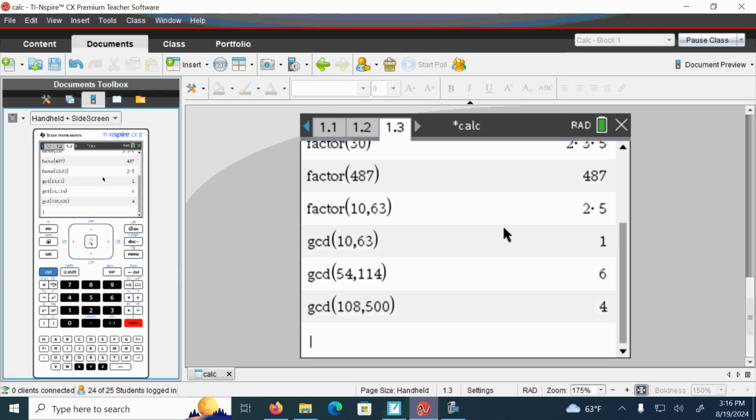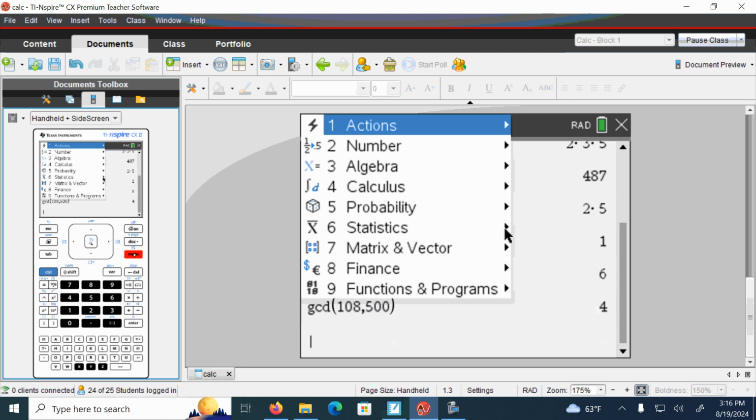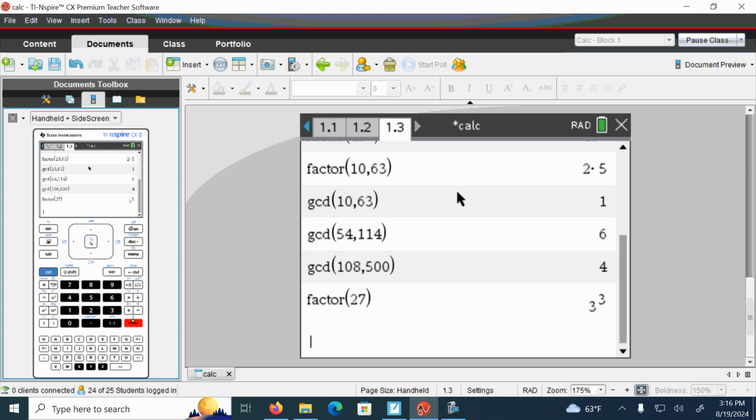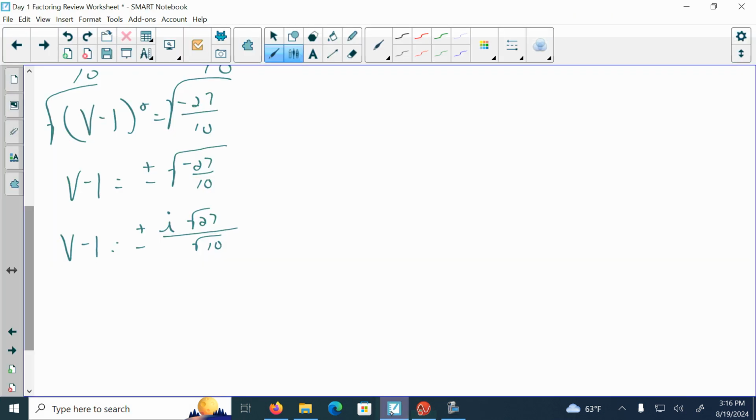So 27, if I do menu, number, factor, and I factor 27, remember when I'm taking the square root, I'm looking for pairs of numbers. So 27 is 3 times 3 times 3, which means I can think of that as the square root of 9 times the square root of 3, and the square root of 9 is 3. However you need to do this to make this 3 times the square root of 3, do it. So this is going to be i, plus or minus 3 square roots of 3 all over the square root of 10.